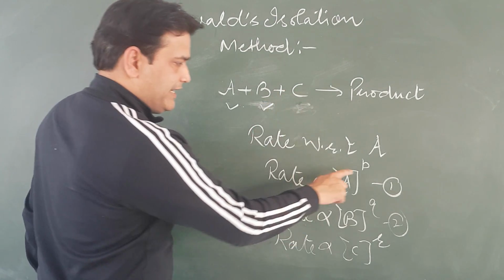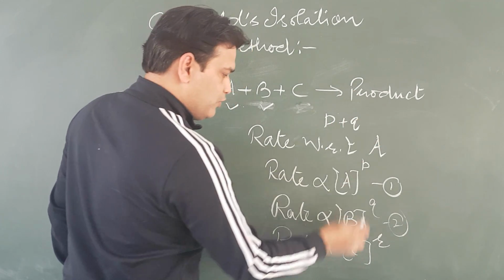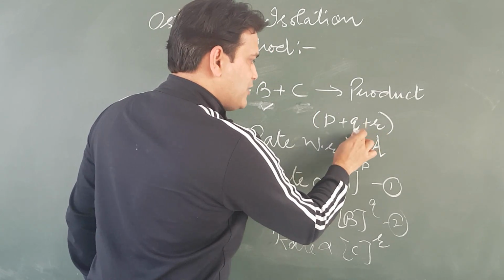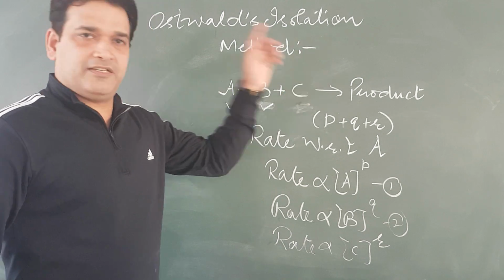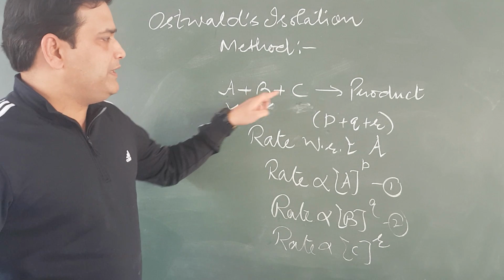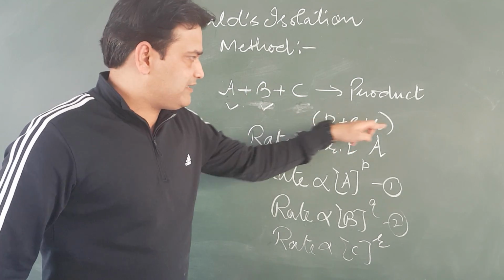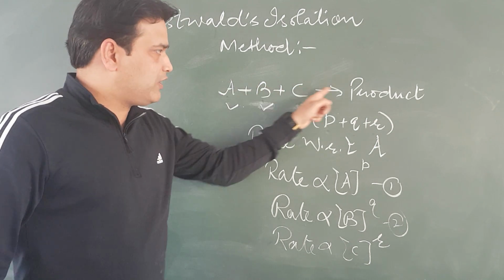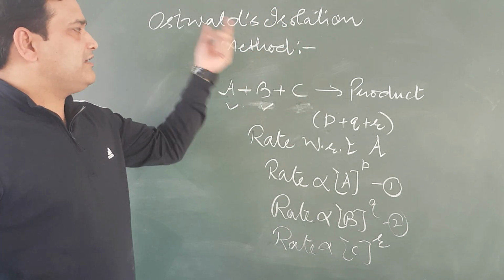So with respect to A, the power is P, with respect to B, the power is Q, with respect to C, the power is R. Then this P plus Q plus R is the order of this whole reaction. Order with respect to A is P, order with respect to B is Q, and order with respect to C is R. But by taking the sum, we can determine the order of this whole reaction. So this is Ostwald's isolation method.